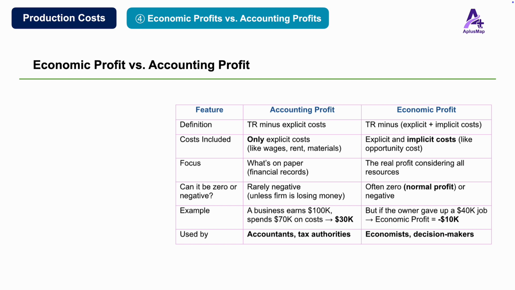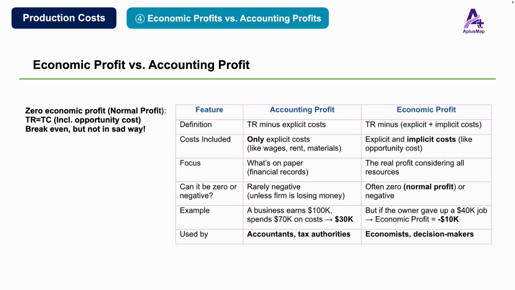Right. Now, let's say the owner gave up that $40,000 salary. To find economic profit, we take the $30,000 accounting profit and subtract the $40,000 implicit cost. Which gives negative $10,000. Negative $10,000 economic profit. Wow. So they made an accounting profit, but an economic loss. Exactly. And this highlights the key differences. Accounting profit is usually positive unless the business is really struggling. Economic profit is often much lower, frequently zero or even negative.